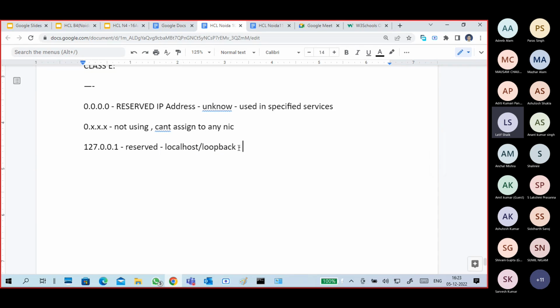What is the use? Generally it is for self-testing purposes. How self-testing? Ping 127.0.0.1. You can use it to access local services, like web services and database services.